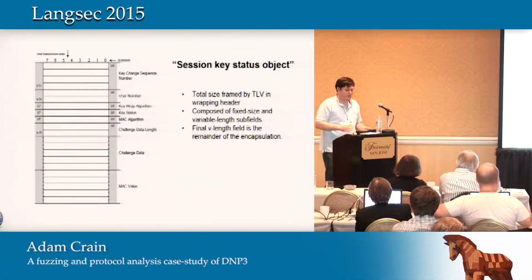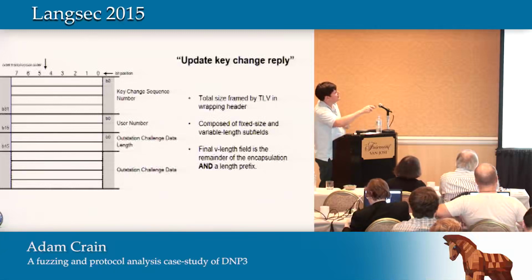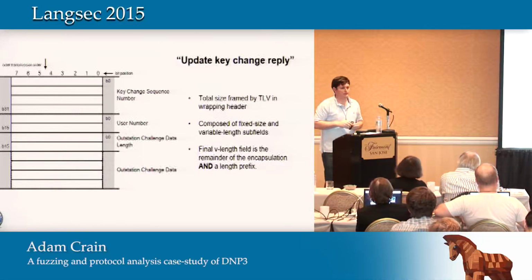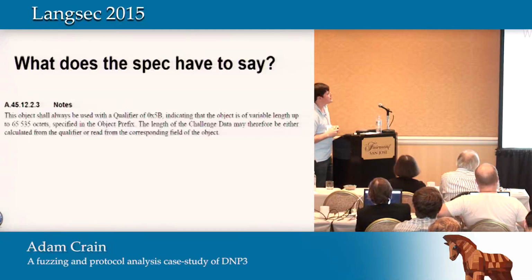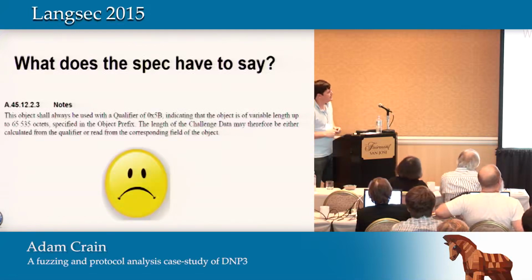Not great, right? Well, you would think that they would at least apply this encoding scheme consistently. Some of the objects have an explicit length for this field that can disagree with the framing. So it's done in two ways. Well, what does the spec have to say about this? You can just read that second part. It says, the length of the challenge data may therefore be either calculated from the qualifier or read from the corresponding field of the object. It'll be fine, right? No, that's not good.